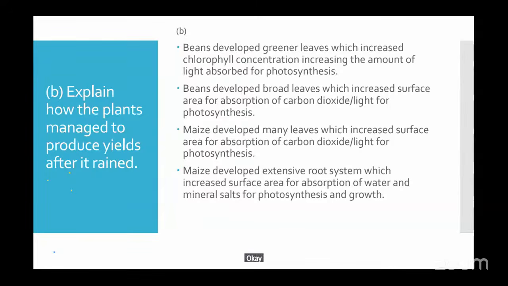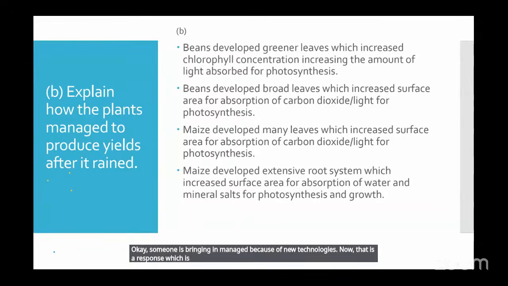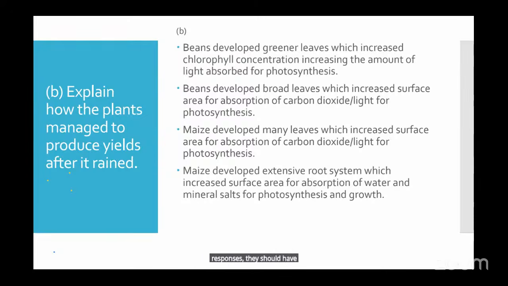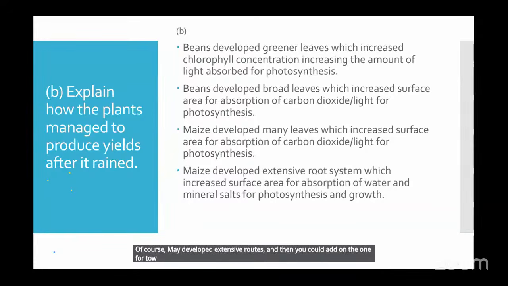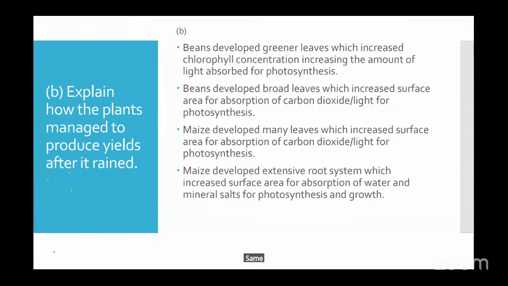Okay, someone is bringing in nitrogen because of root nodules. Now that is a response which is not having evidence in the scenario. So when you are giving your responses, they should have evidence from the scenario. So we stick to what the scenario is giving us. Of course, maize developed extensive roots, and then you could add on the one for tall stem. Meaning your responses should be linked to photosynthesis as well as growth.